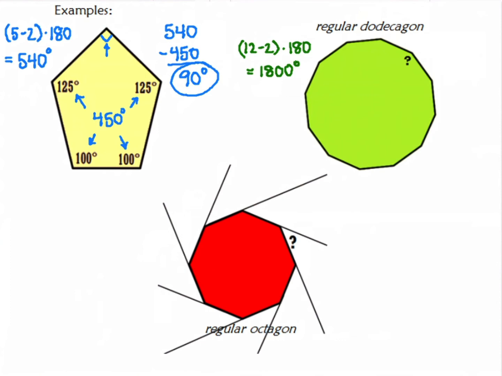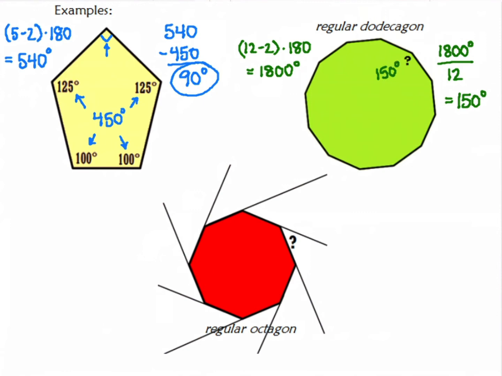Now, since they're all the same, we can take that 1,800 degrees and divide equally by 12. This would only work for a regular dodecagon because all of the angles are the same. It's split equally. And that comes out to 150 degrees each. Every single angle in there is 150 degrees.